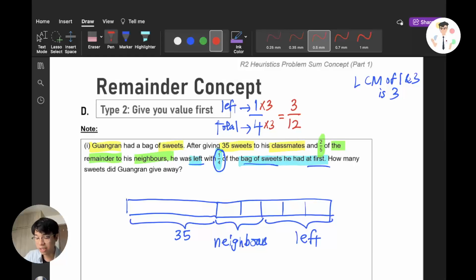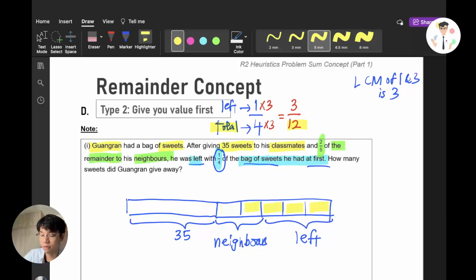Do I need to do anything at the bottom here? No, because it's exactly 3 units already, right? And what do you notice here? Now you will notice my total here is actually 12. This is my new fraction, my new unit. But how many units do I have here? Look at here, very carefully. 1, 2, 3, 4, 5. This one is not considered as a unit because I know it's 35, right?